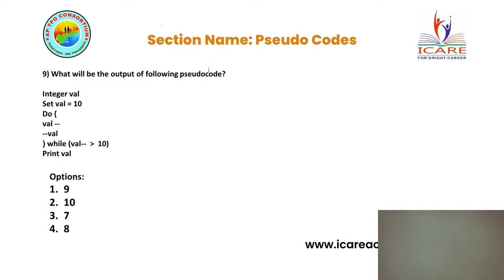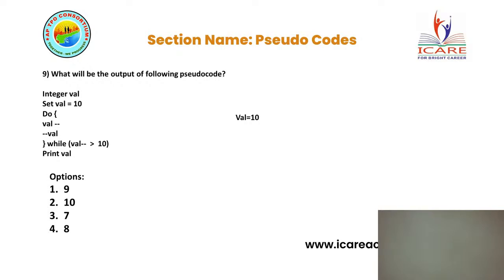So I am taking that integer value. So val is the variable name. Set val is equal to 10. We are updating the value. We are setting the value 10 in the variable val.